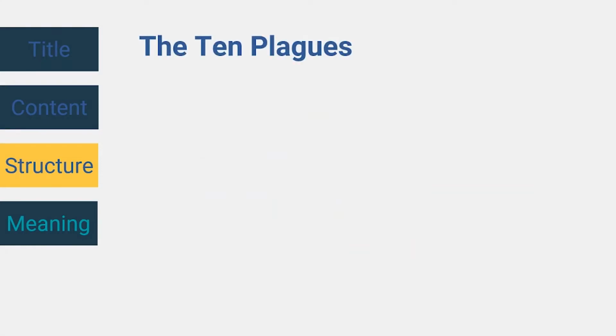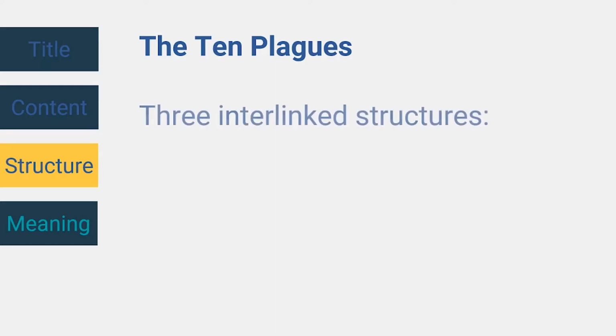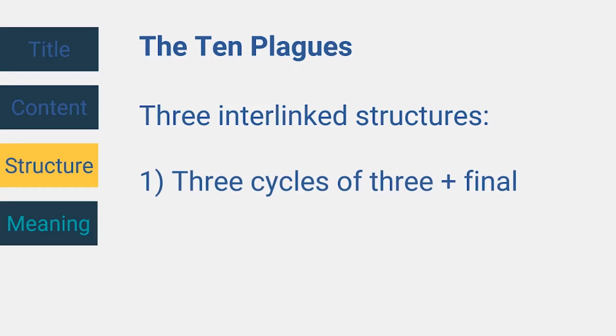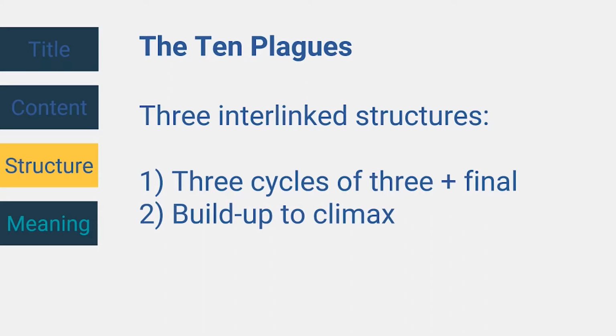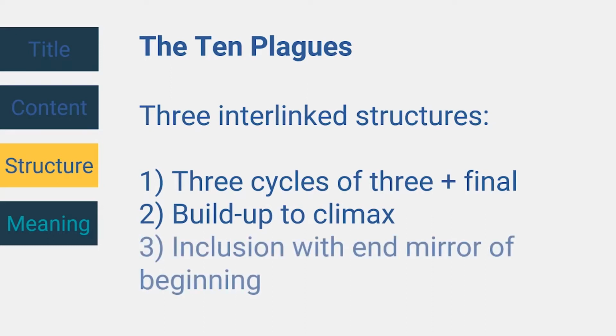Another part of Exodus that is very carefully structured is the episode of the 10 plagues. There are at least 3 different types of structures that are carefully interwoven in this whole section. First of all, there is a cyclical structure to the 10 plagues. There are 3 cycles of 3 plagues each, with one final climactic plague. Secondly, there is a structure that builds up towards a climax. And finally, there is an inclusion, where the end in some ways mirrors the beginning.